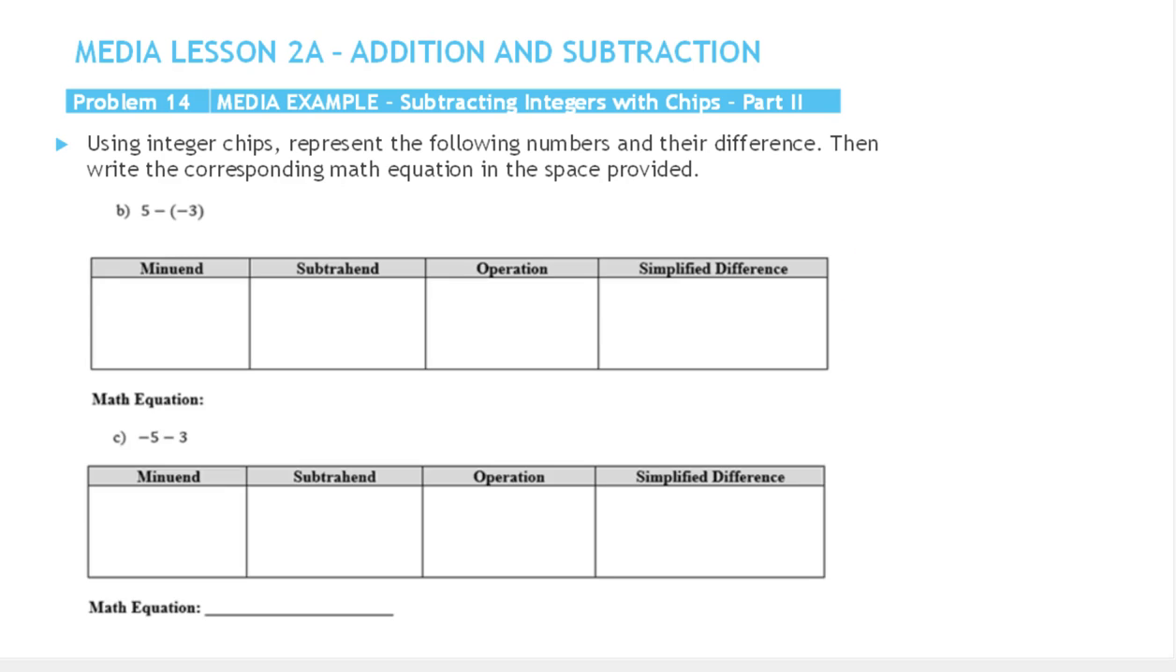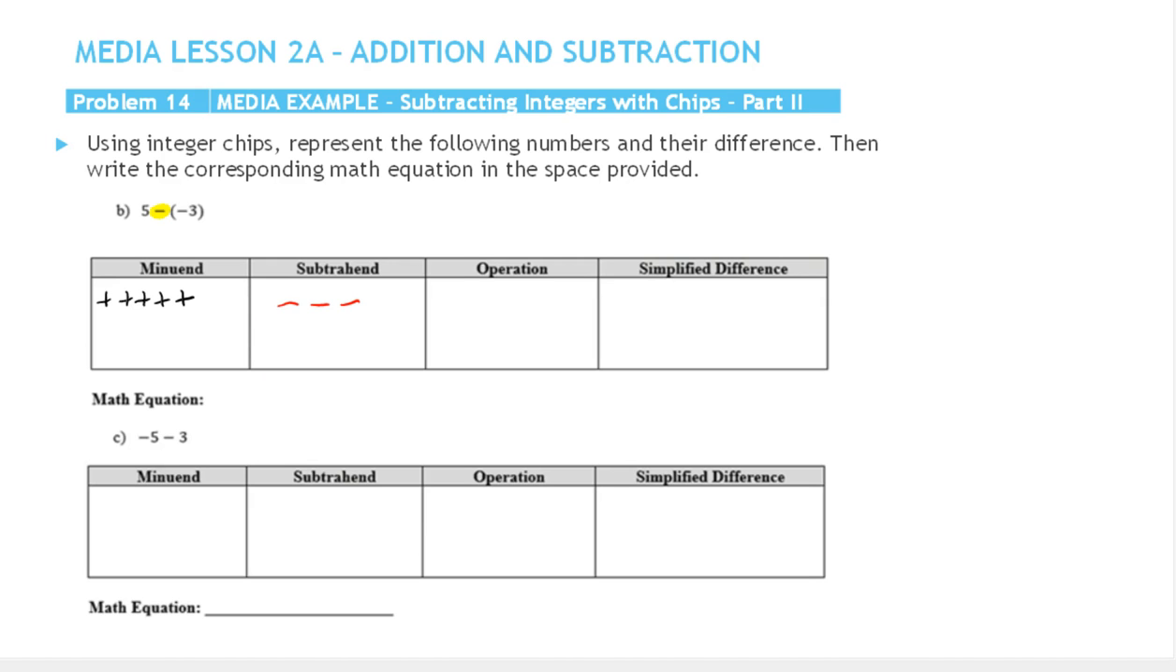Let's look at some more problems. Here we have 5 minus -3. So again, this is our subtraction symbol. The 5 is positive and the 3 is negative. So let's set up our minuend and subtrahend. So we have 1, 2, 3, 4, 5 positive chips, and 1, 2, 3 negative chips. So again, you may see the problem. We want to take away 3 negative chips from this, but notice there aren't any negative chips. So let's see how we can account for this using chip pairs.